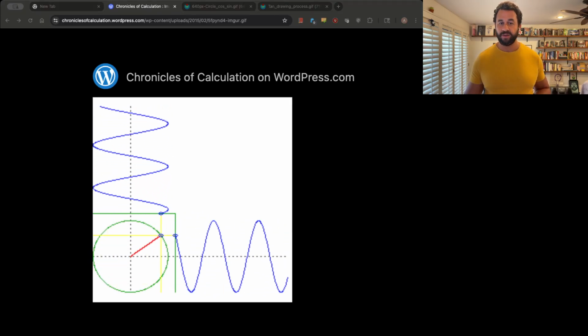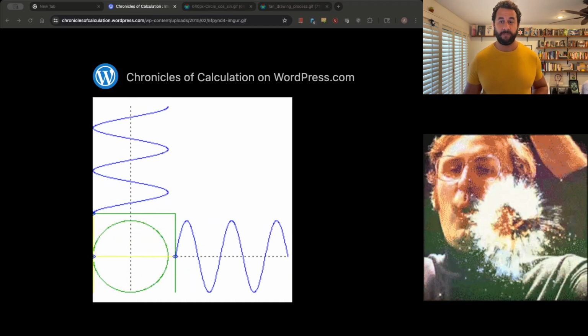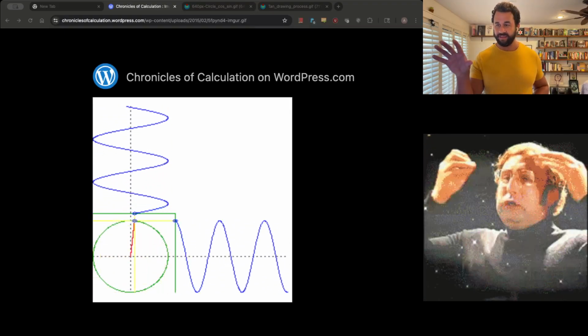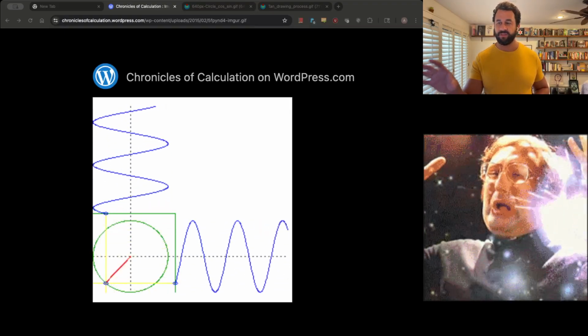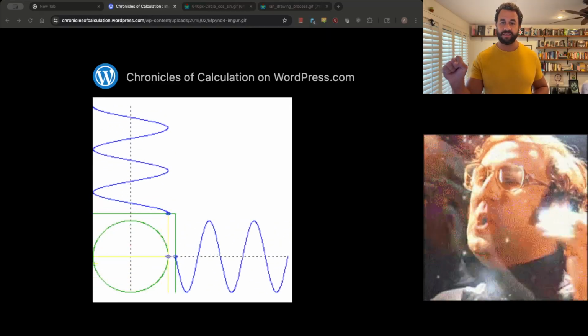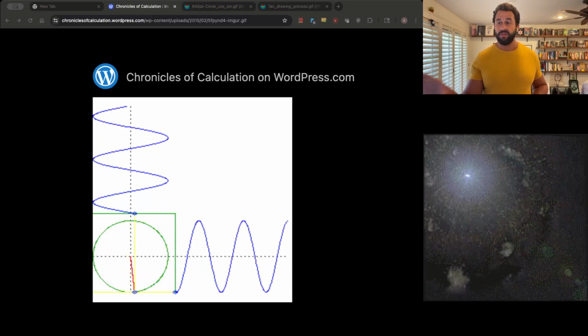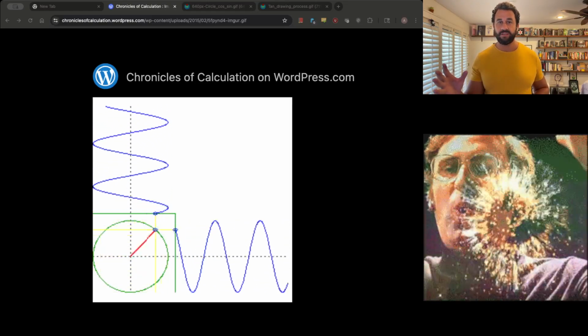So I don't know about you, but to me, that's mind blowing. Like this picture, man, this animation alone, this is why the graphs look the way they do. This is what cosine and sine are encoding. This is why they are so cool. And again, this is just a unit circle, right? This is a unit circle.